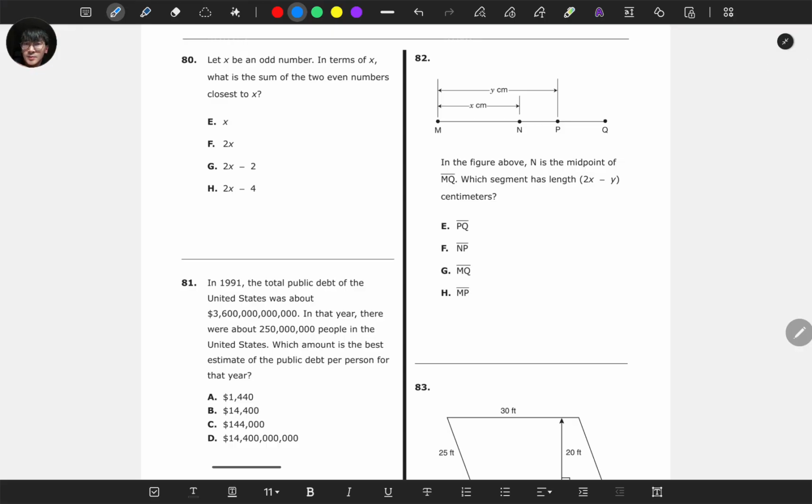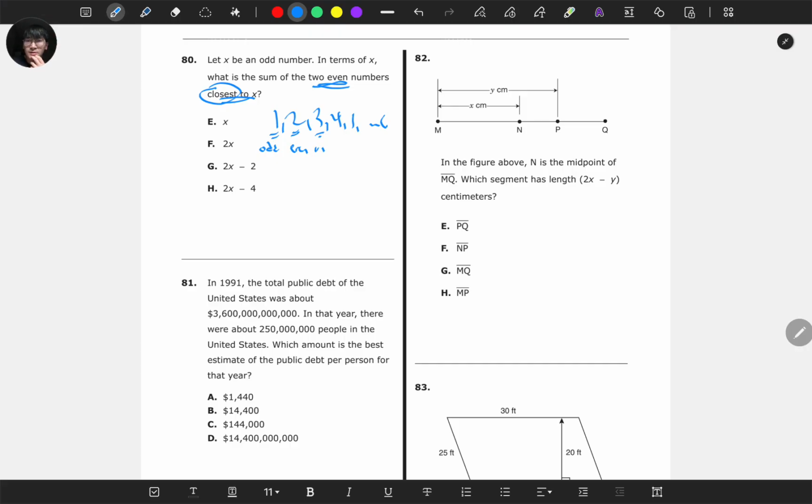80. Let x be an odd number. In terms of x, what is the sum of the two even numbers closest to x? Okay. Well, let's think about it like this. We know that when you're counting, like 1, 2, 3, 4, 5, 6, and so forth, it goes odd, even, odd, even. So the odd, even alternates.